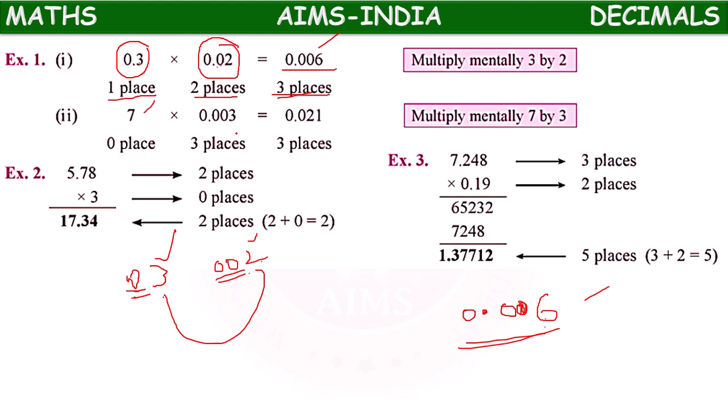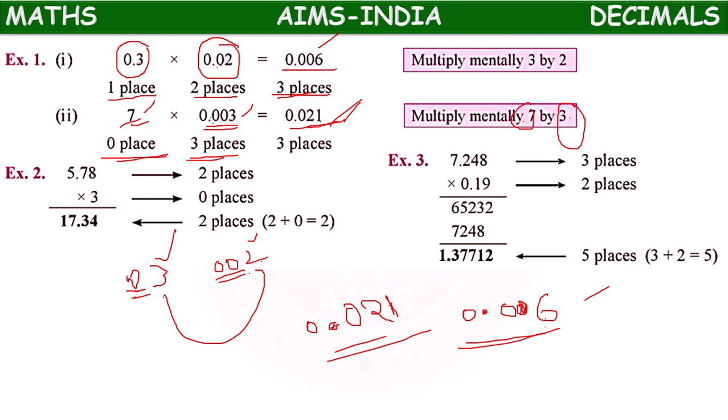Next, 7 into 0.003. 7 is okay, but for 0.003, if there is no decimal point, we have to assume it as only 3. So we multiply 7 and 3. 7 and 3, how much? 21. But the multiplicand has 0 places, and the multiplier has 3 places. In the product also, we need 3 decimal places, but only 2 we are having here. So 1 zero we can keep. Point, 0, so 0.021. With 3 decimal places, we can write the answer.